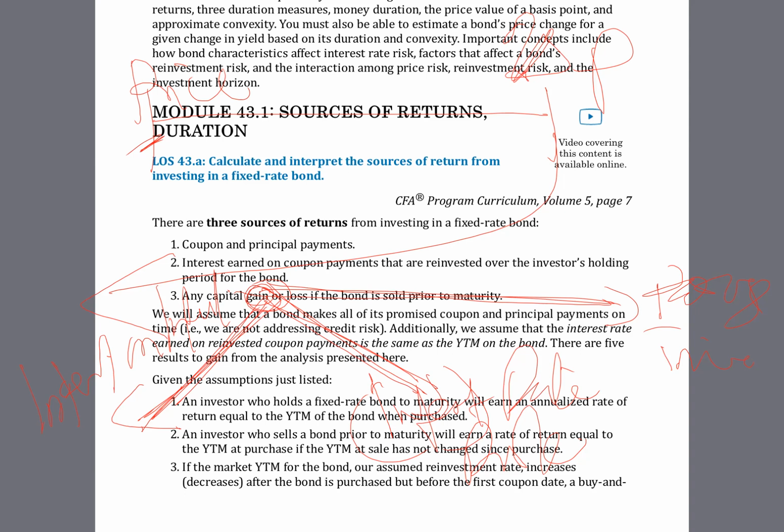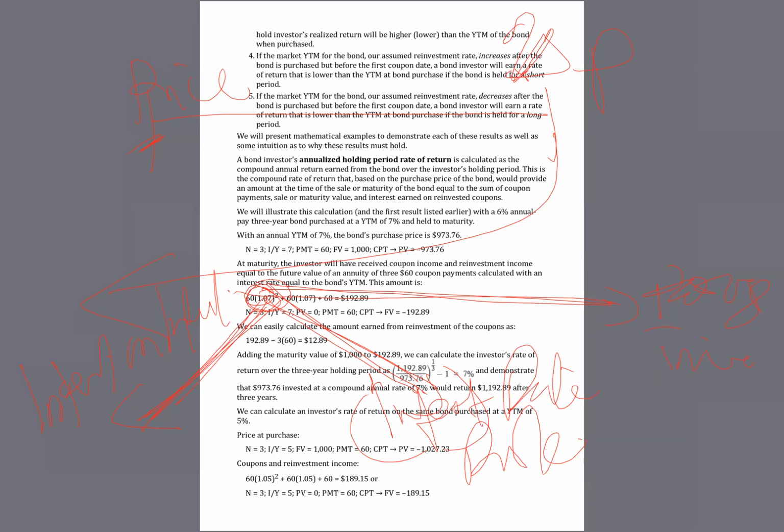your yield to maturity. The third one is that if the market yield for the bond, which is our assumed reinvestment rate, increases or decreases, then what happens? This is where they want to test and see whether you understand these statements, because the calculations are here. So I believe that a lot of us understand what these calculations are, but the intuition is simple. Now let's look at a simple scenario.